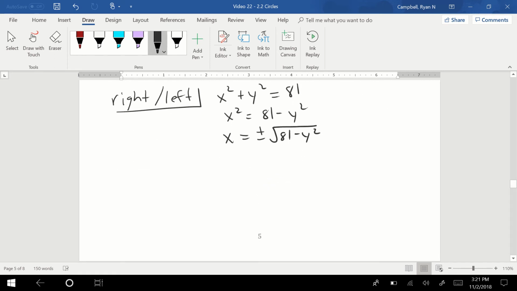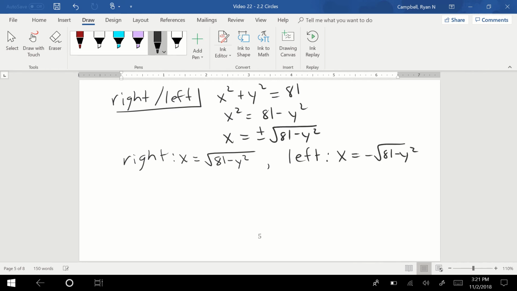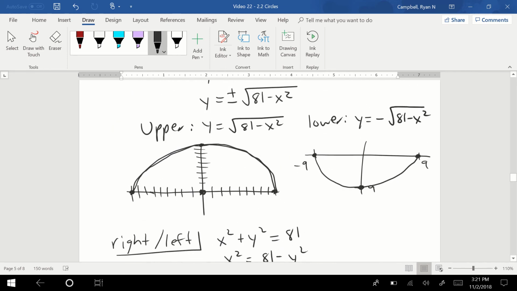And of course, just like we said, the right side is going to be when x is positive. So x is the positive square root of 81 minus y squared. And it's going to be left when x is negative: negative square root of 81 minus y squared. And another thing we can think about: if y is positive or negative, which one is the upper values or the lower values? When y is negative, all the y values are negative for the lower. All the y values for the upper are going to be positive, so it's the positive one.